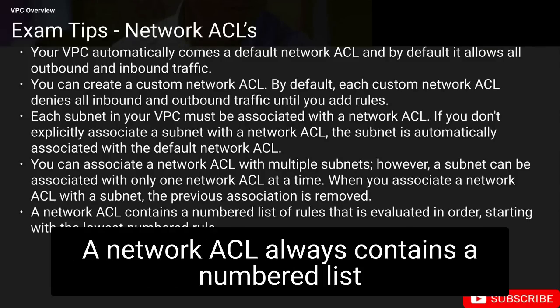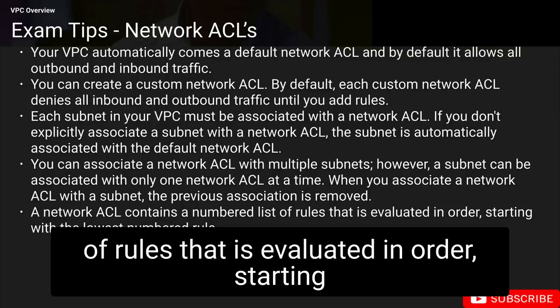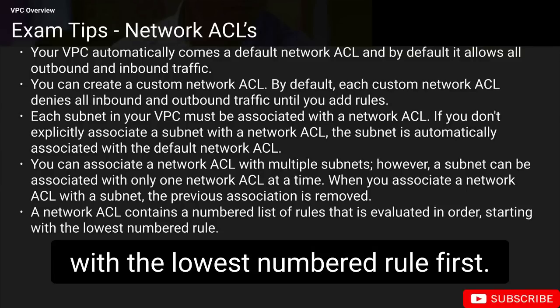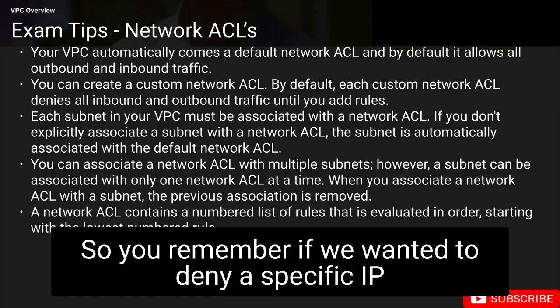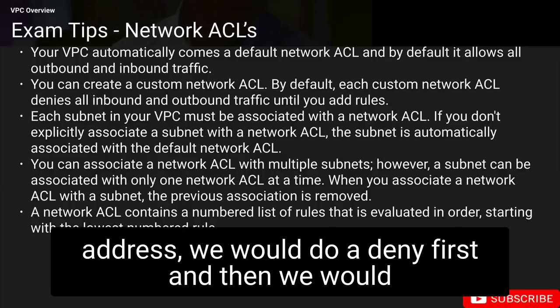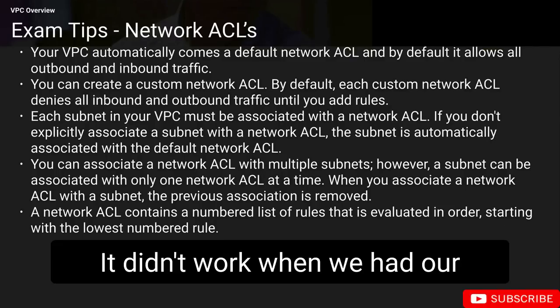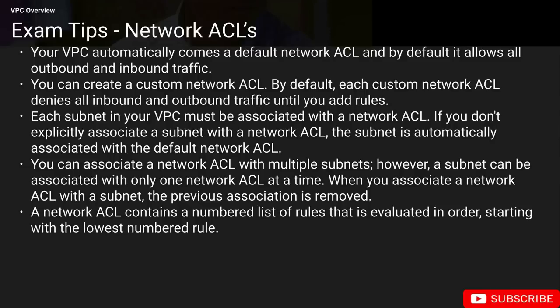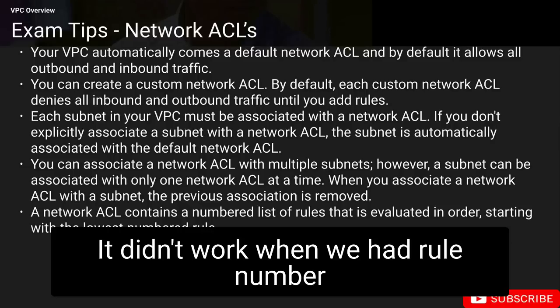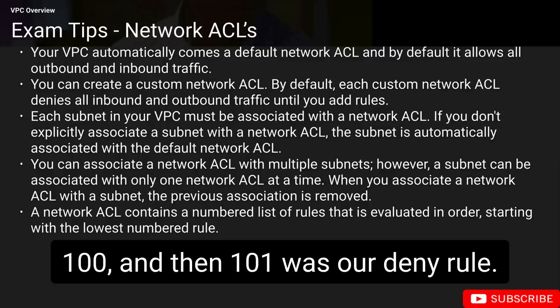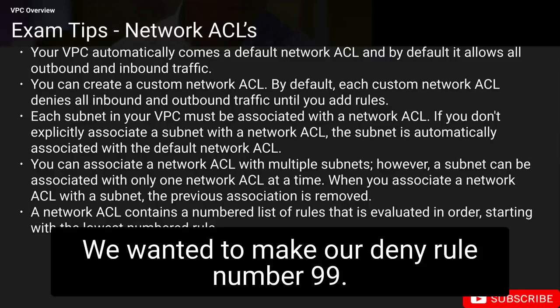A network ACL always contains a numbered list of rules that is evaluated in order, starting with the lowest numbered rule first. So you remember, if we wanted to deny a specific IP address, we would do a deny first, and then we would allow our HTTP traffic for all other IP addresses. It didn't work when we had our deny in front of our allow. It didn't work when we had rule number 100 and then 101 was our deny rule. We wanted to make our deny rule number 99.